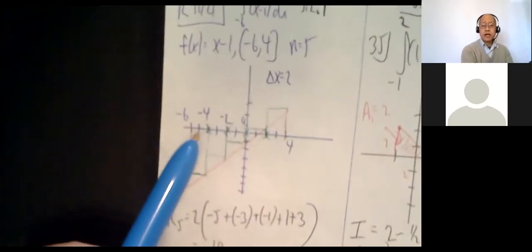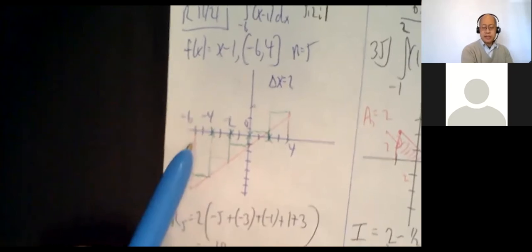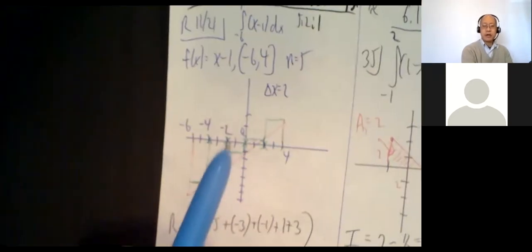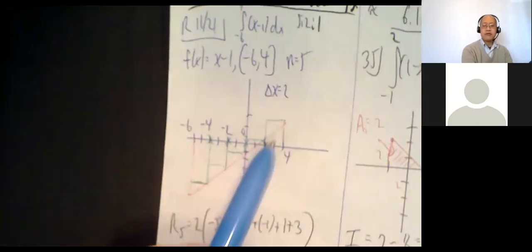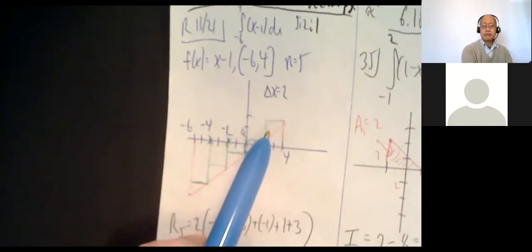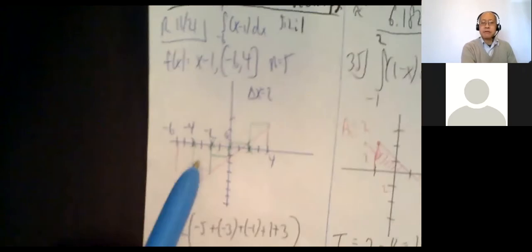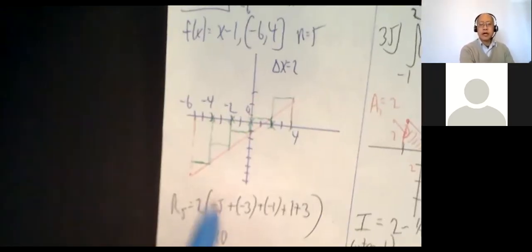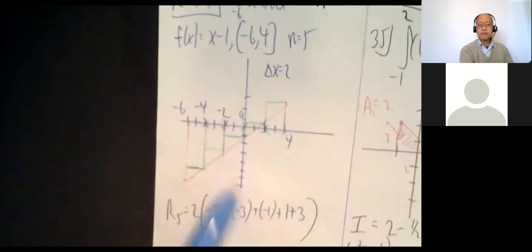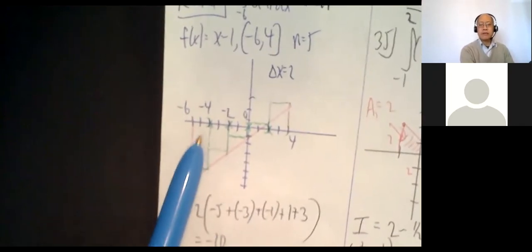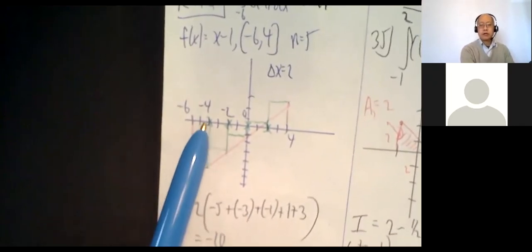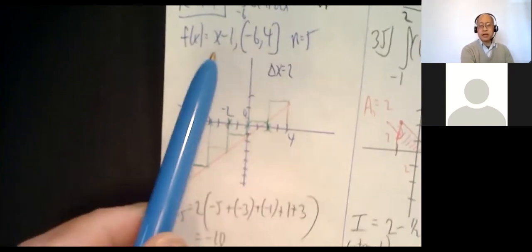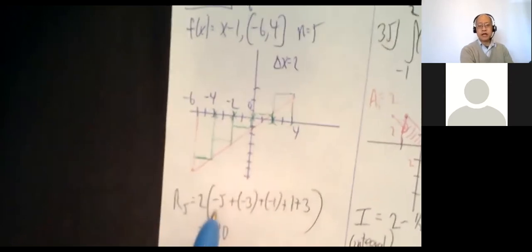All right, so think of it as base times height, which in this case is a depth, it's a negative. Base times height, negative. Base times height, negative. Base times height, positive. Base times height, positive. Well, the bases are all the same. They're all 2. So it's easier to factor out the 2 and just give me the heights. The heights at the right endpoints. So what is this height? Well, you could look at the picture, but it's easier to just plug into the function. -4 minus 1 is -5, right?